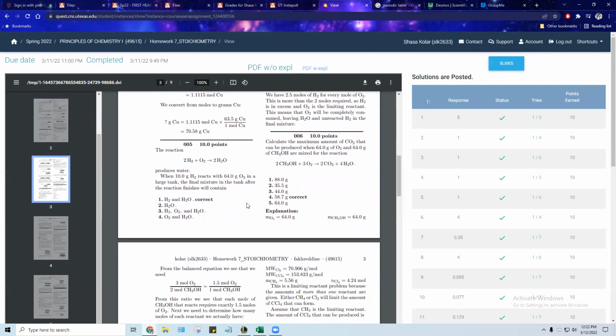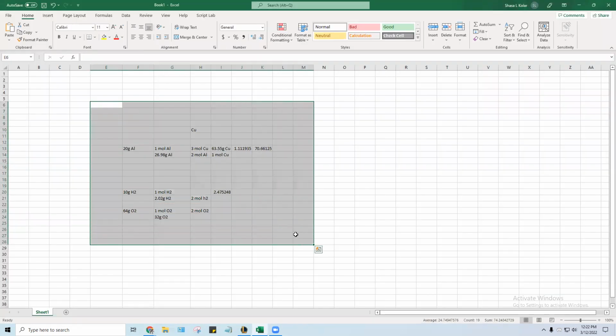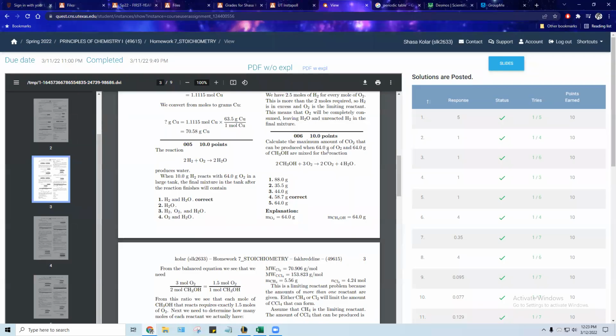And now for problem 6, calculate the maximum amount of CO2 that can be produced. So we want CO2 in grams. So we want CO2, so g CO2. That's our final. So this is another limiting reagent reaction. We first have to find which of these limits the reaction. And then with the limiting reagent, we can calculate how much CO2 would be made using that much limiting reagent, ignoring the other molecule because it is excess.